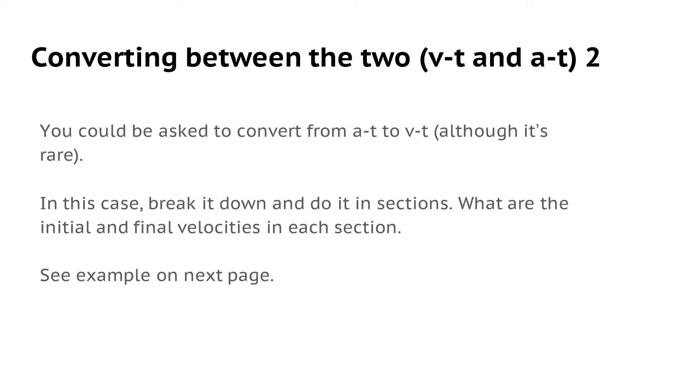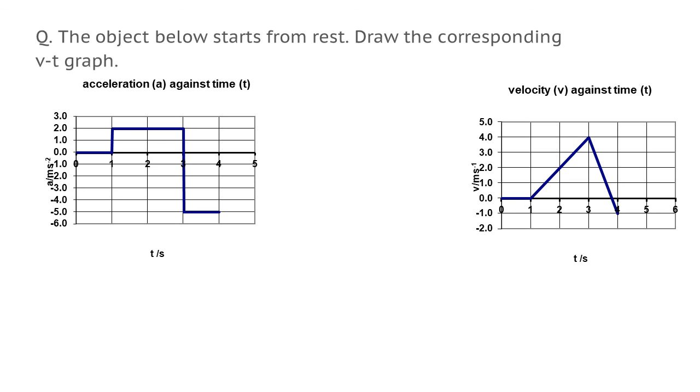You could also be asked to convert from an acceleration time to a velocity time graph. It is quite rare this way, but in this case again, you break it down and you do it in sections. What are the initial and final velocities in each section? I think that's probably the most important thing, and I'd advise you to actually write them on the graph as you're going along. For this last example, we're going to go the opposite way around: from an acceleration time graph to a velocity time graph. And again, this looks incredibly difficult unless you break it down into sections.